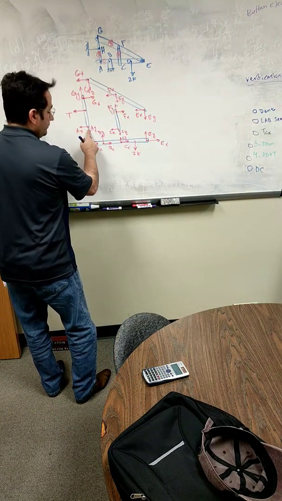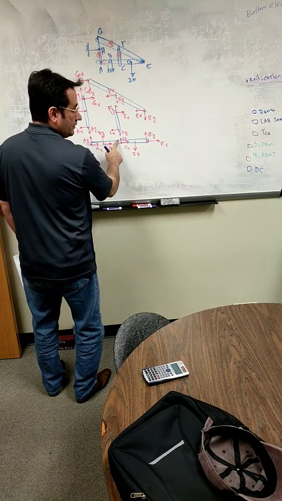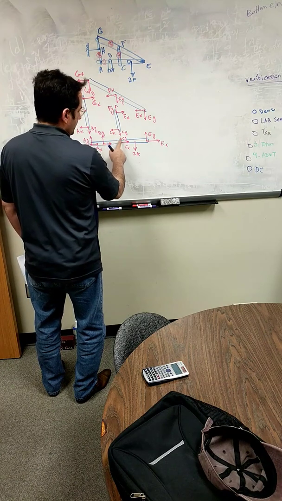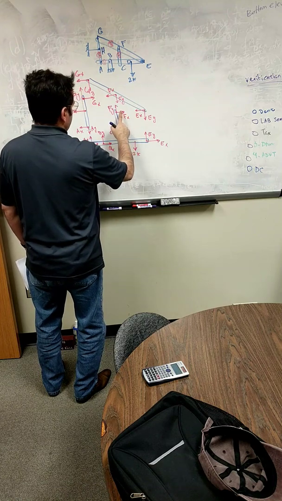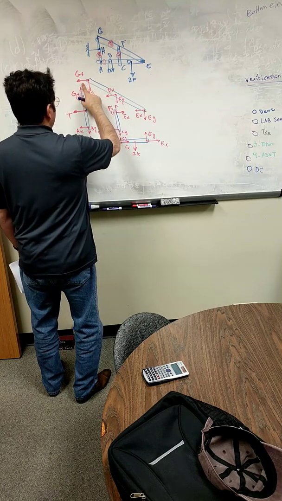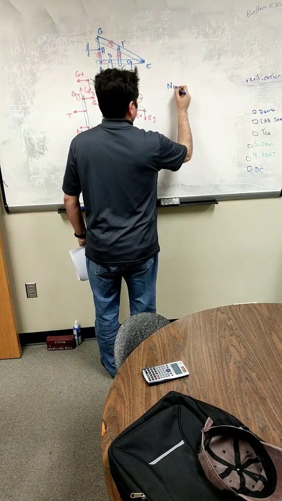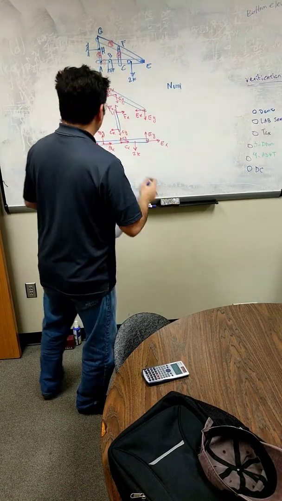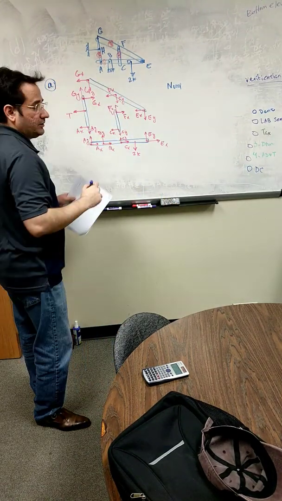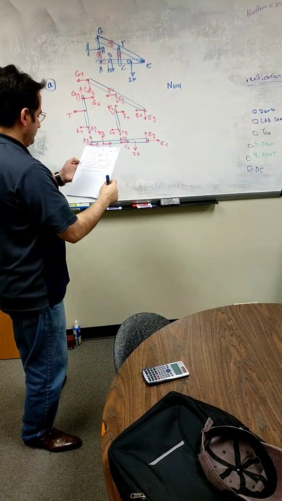So 1, 2, 3, 4, 5, 6, 7, 8, 9, 10, 11, 12, 13. So the number of unknowns is the answer to part A. See how small it is? The space that I put here is more than enough. Then we go to answer part B.